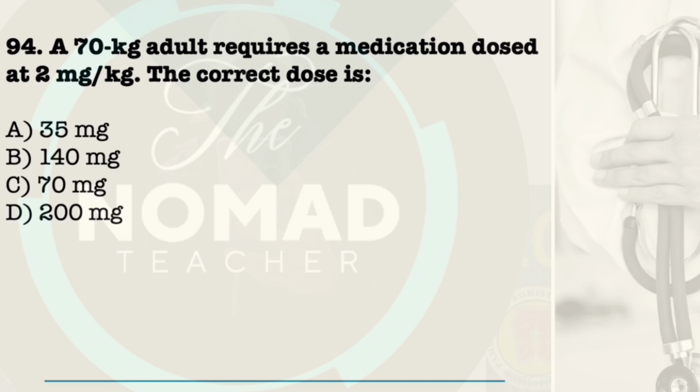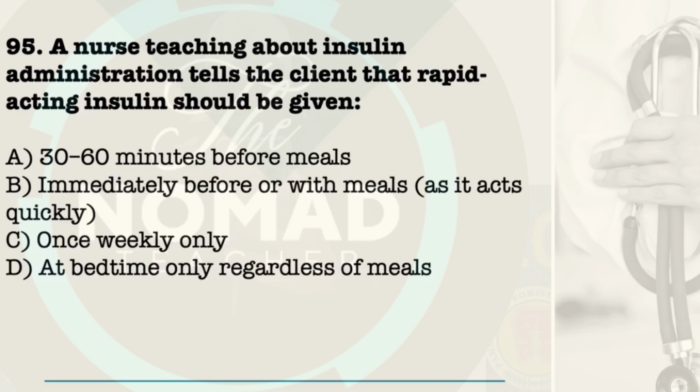94. A 70-kilogram adult requires a medication dosed at 2 milligrams per kilogram. The correct dose is: A. 35 milligrams. B. 140 milligrams. C. 70 milligrams. D. 200 milligrams.